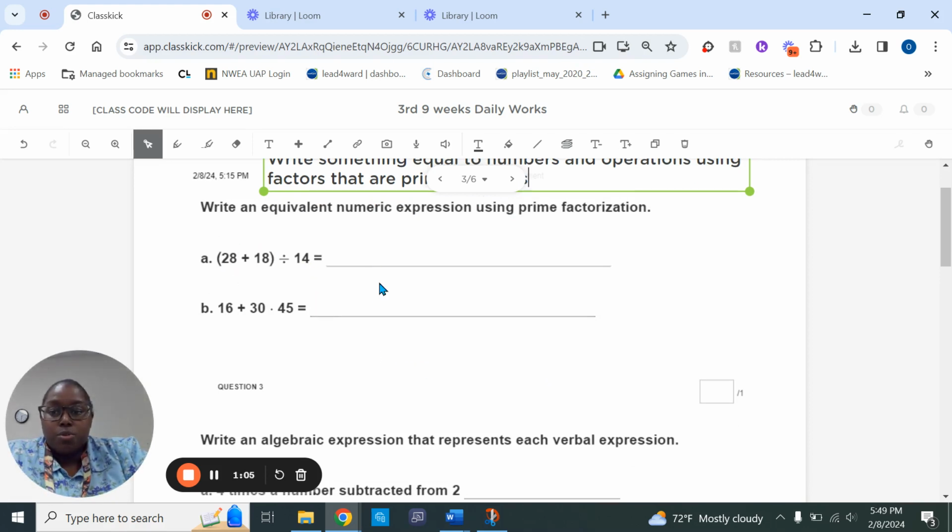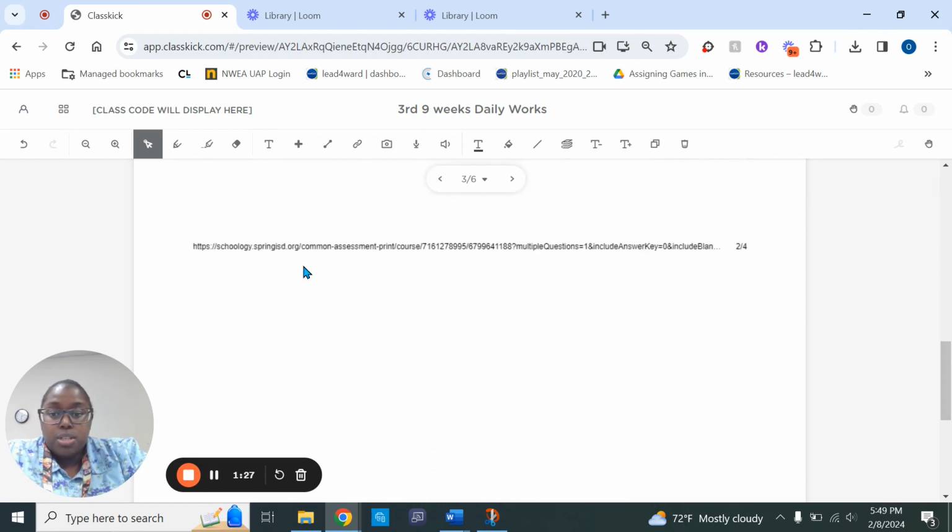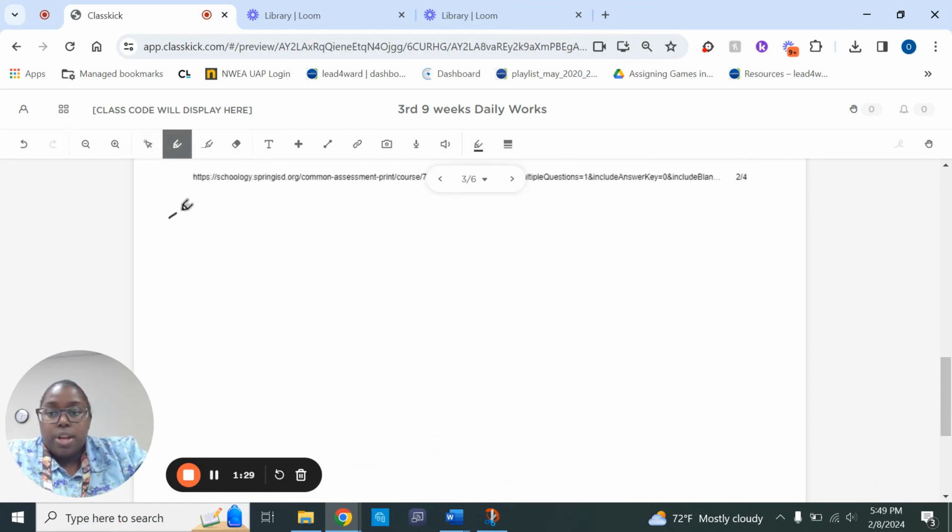Well, let's look at the first one we have, and I might be scrolling down just so I have a space to solve. First, we have 28 plus the quantity of 18 divided by 14. Well, looking at these numbers, none of them are primes. So we're going to have to change every single one of them. So we have 28, 18, 14.